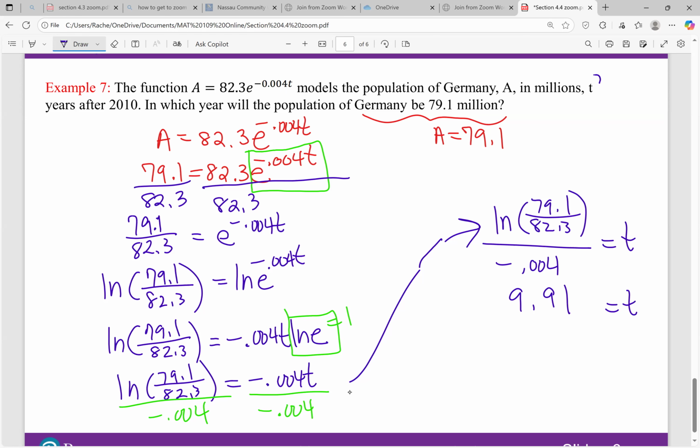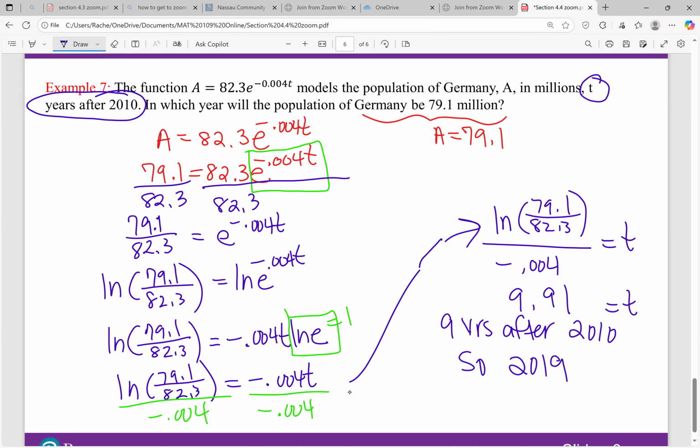t represents the number of years after 2010. So this is 9 years after 2010. So that's the year 2019, right? If we take 2010 plus 9 years later, that's going to be 2019. So the population of Germany hit 79.1 million in 2019 based on this model.